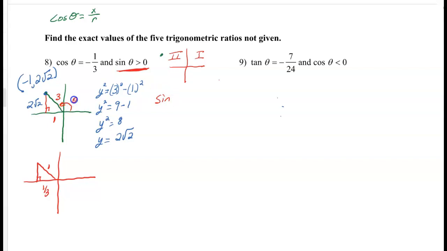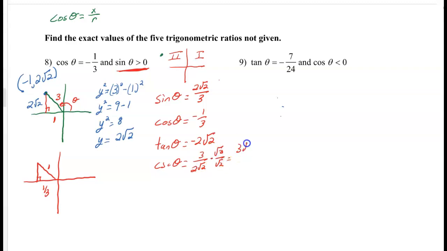Here's the angle theta. So the sine of theta, remember, is the y-coordinate over the radius, so 2 root 2 over 3. We already have the cosine of theta, but I'm just going to write it here for completeness. The tangent of theta is the y-coordinate over the x-coordinate, so negative 2 root 2. The cosecant is the reciprocal of sine, so 3 over 2 root 2. And then you're going to rationalize by multiplying by root 2 over 2. So 3 root 2 over 4. The secant of theta is going to be negative 3.